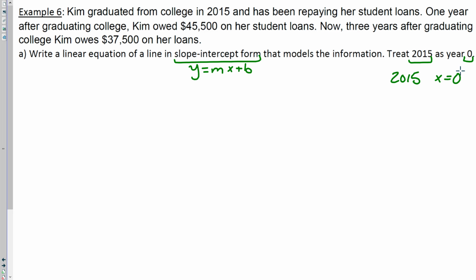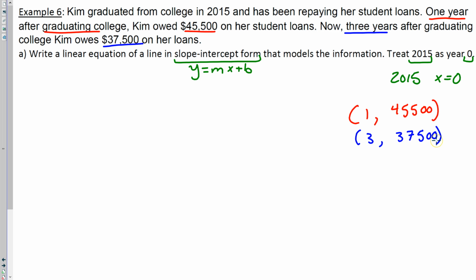And then they gave us some information. One year after graduating, she owes $45,500. So that's a coordinate for us. One year has passed after graduating, so that's when x is 1. And then the y can represent her college loan amount, so that's the $45,500. And then 3 years after graduating, she owes the $37,500. So again, this is kind of like points, like xy coordinates.